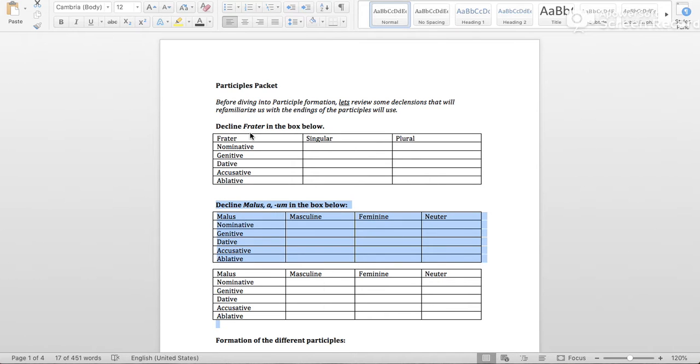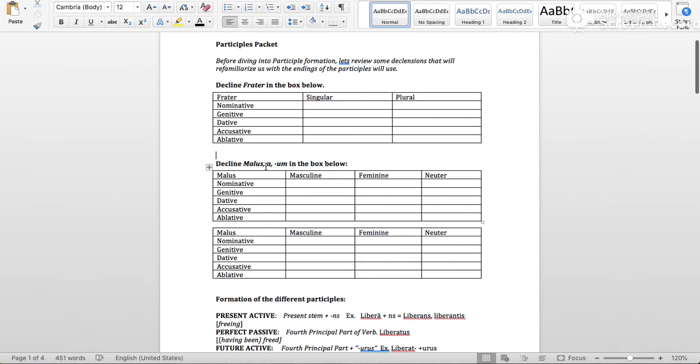So here is a look at the participles packet, which I gave you for homework. This is going to be just a little bit of help in case you get stuck here. First off, in the first two sections, I'm just asking you to decline first frater, which is the third declension noun, frater, fratris. I want you to do the retrieval on your own for the rest of these, but you're just declining that noun in the space below because those endings are going to be similar to the endings we're going to use with some of the participles we're going to look at this evening. And then here it's just malas, which is a 2-1-2 adjective.